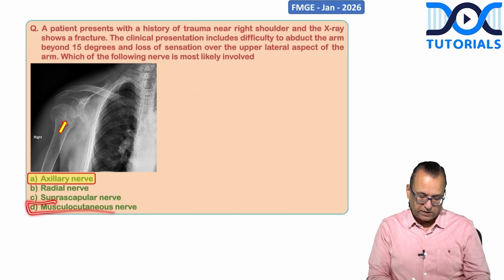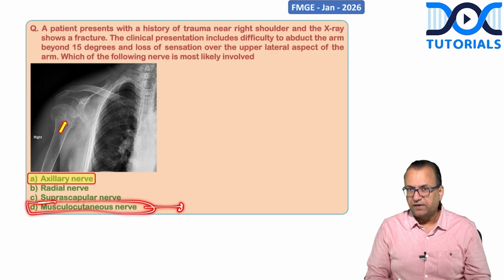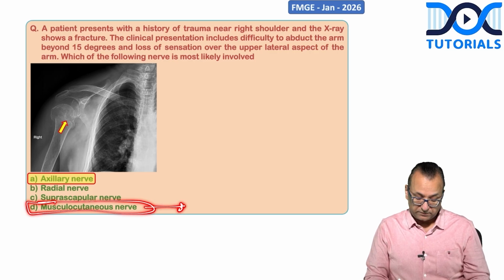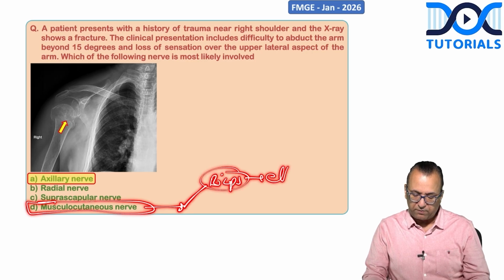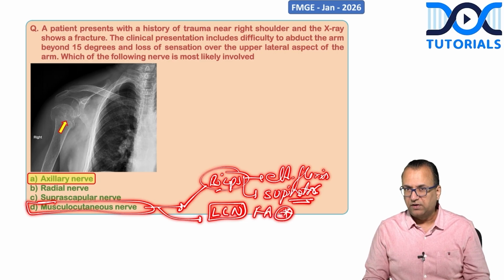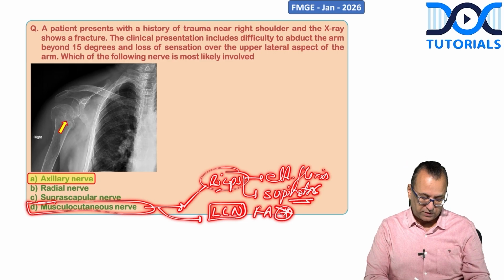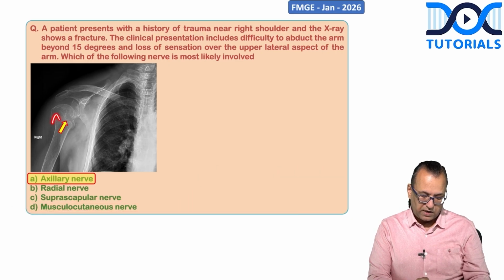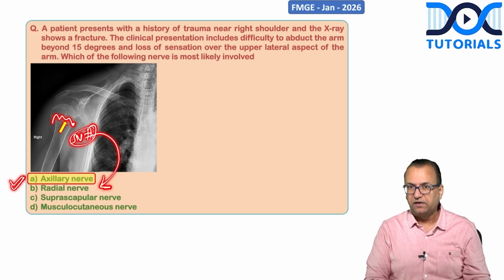What about musculocutaneous? Musculocutaneous is not at all related to this area of the humerus. If it is damaged, then there will be a problem with the biceps muscle, like difficulty in elbow flexion, or supination at the radioulnar joint, or some sensory loss in the lateral cutaneous nerve of forearm. It gives the lateral cutaneous nerve of forearm, not this area of regimental badge anesthesia. So that is not the answer. The only answer for surgical neck fracture is axillary nerve injury. Choice number A should remain the answer.